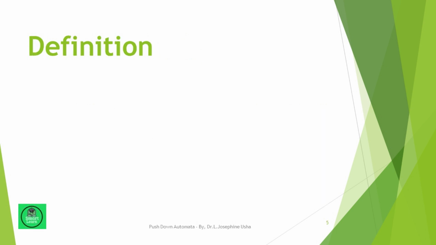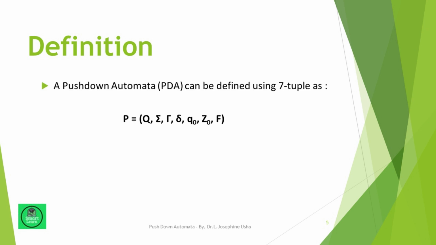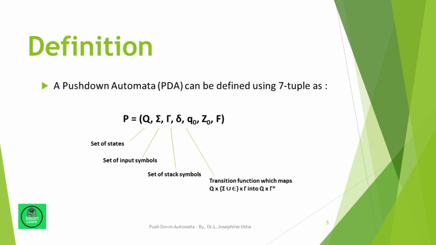Next you see the definition of push down automata. How can we define the push down automata? It can be defined using a 7 tuple. For example, consider we have a push down automata represented as P. It has 7 tuples. The first one is a set of states. Second is a set of input symbols. Third is a set of stack symbols. Fourth is a transition function. Fifth is an initial state. The sixth is a start symbol of stack. And the last one is a set of final states. So using these 7 tuples, we can define the push down automata.